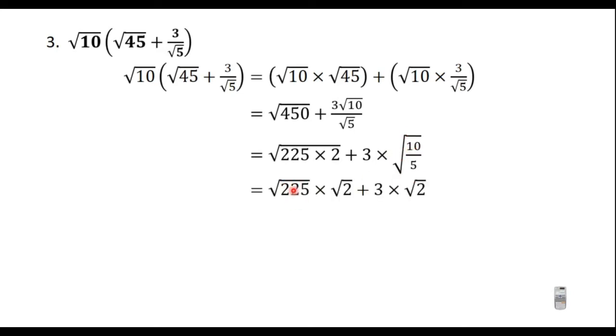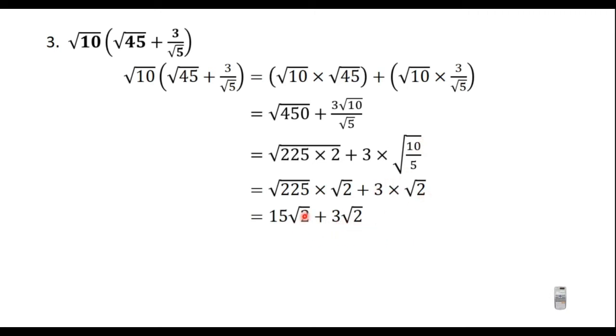Then you do the expansion here, so you have square root of 225 times square root of 2 here, then plus 3 times 5 will divide 10 2 times, so you are going to have square root of 2 here. So you know that square root of 225 will give us 15. You multiply that by square root of 2, we have 15 root 2, then plus 3 times square root of 2, since 5 will cancel itself once and cancel here 2 times. So 3 times square root of 2 gives us 3 root 2.